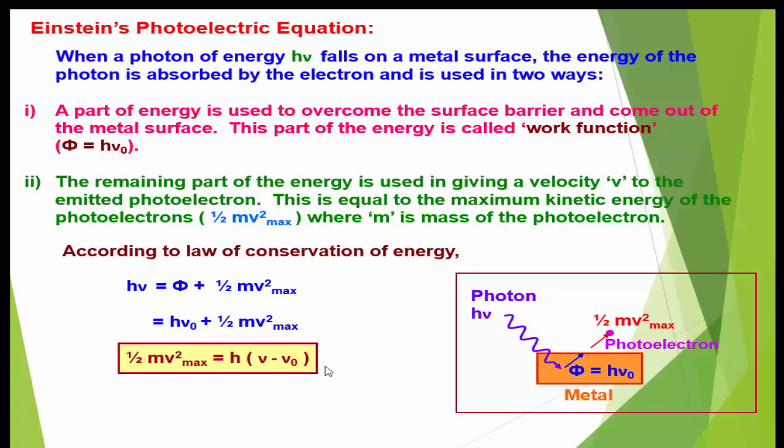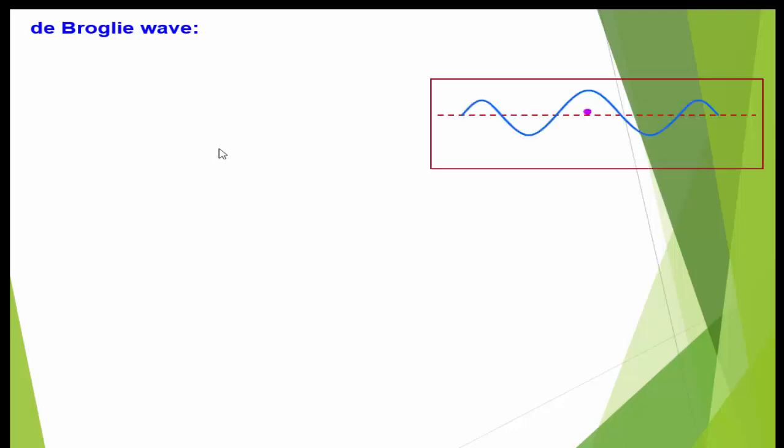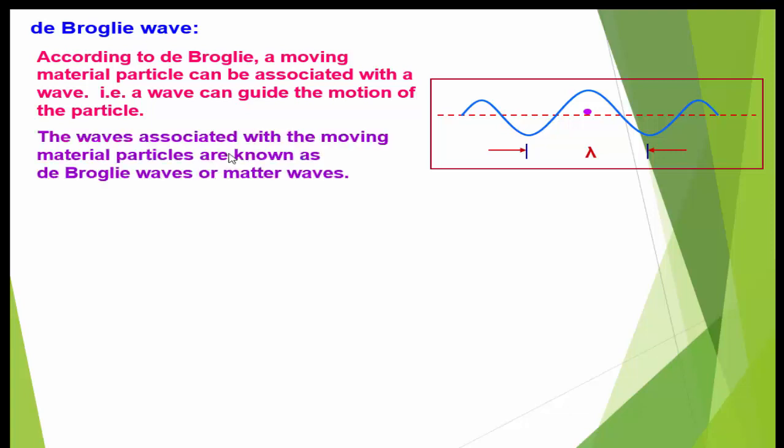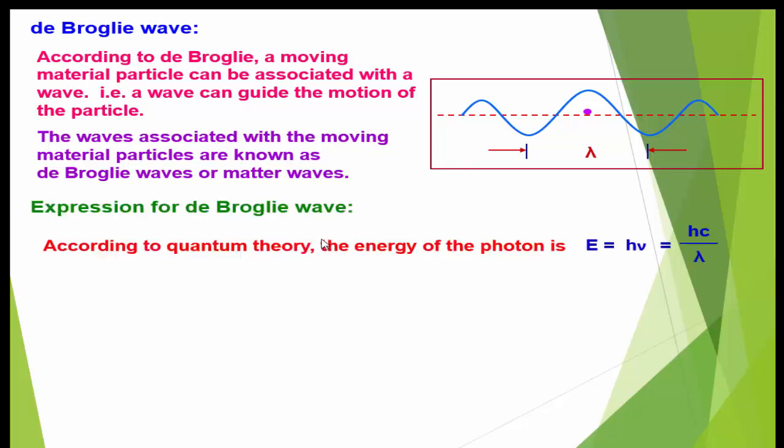Half mv square maximum is equal to h into (nu minus nu naught). This is the important formula for Einstein photoelectric equation. Then another important formula in this topic is the de Broglie wavelength, the wave associated with moving material particles. According to de Broglie, the particle is associated with a wave. You know this equation, lambda is equal to h divided by mv.